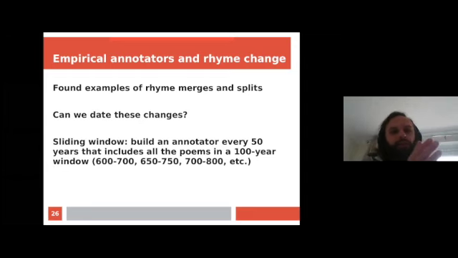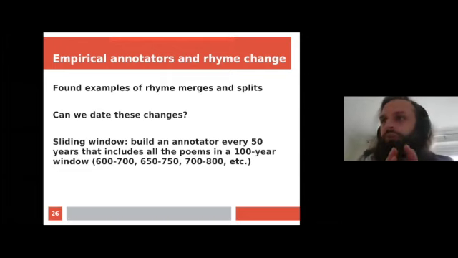Now that we are able to say for each poem when it was composed, we can have a sliding window where I'm going to train an annotator every 50 years by taking the poems that are 50 years apart from that point, and only these poems. So I train an annotator based on the poems composed between 600 and 700, an annotator between 650 and 750, and so on. As we move, we have annotators that are empirically specialized to a given period, to a given century.